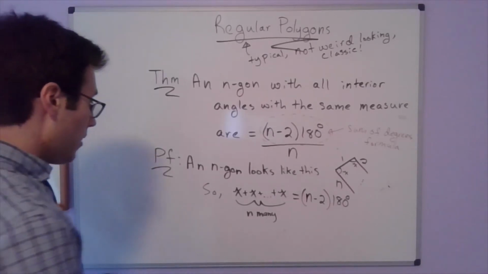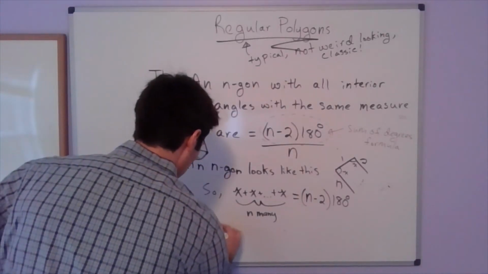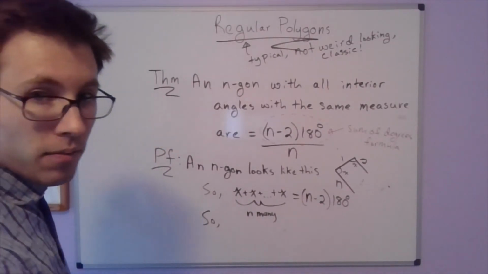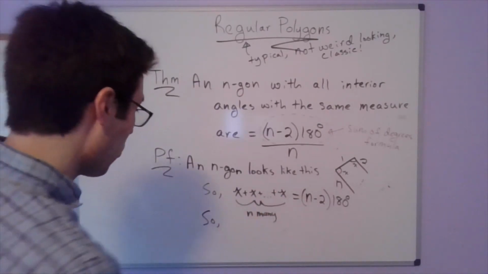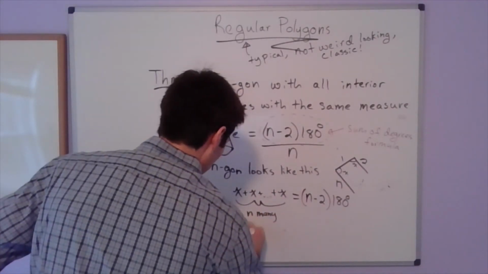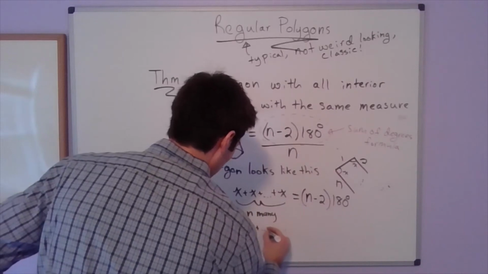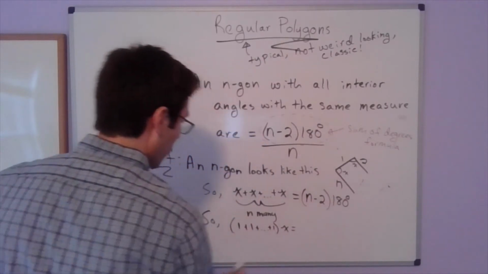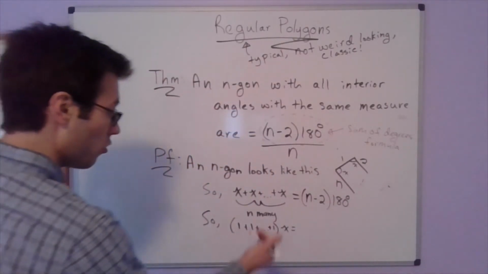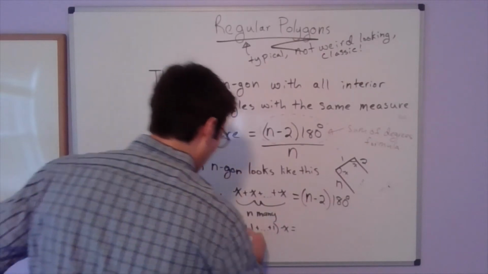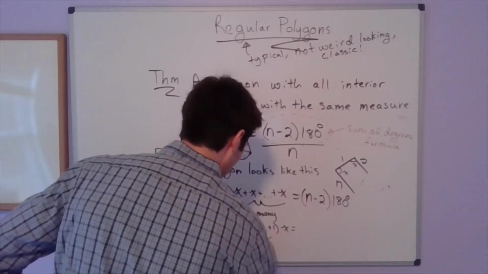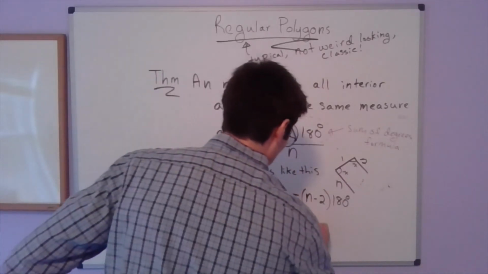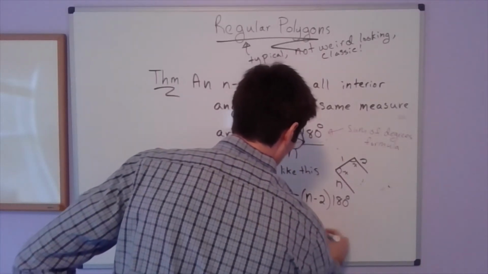Now, that means, since we have n many x's to consider here, we can actually do this. This is kind of cool. Check this part out. We can write this number as 1 plus dot dot dot plus 1, and then factor out our x to the right over here. We can bring out that x. We're just using the distributive property here. So we have n many of these 1's. And that is going to equal n minus 2 times 180.